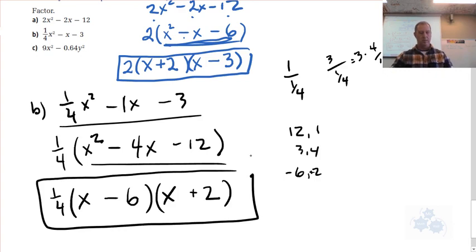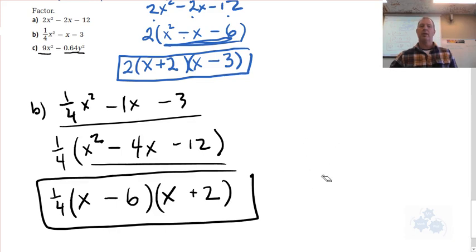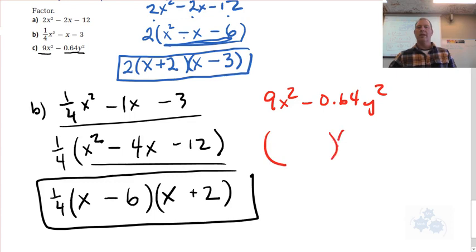All right. And finally, the last one is a difference of squares. So we have a perfect square and a perfect square. So let's factor that one real quick over here. So 9x squared minus 0.64y squared. We're going to factor that into two binomials.